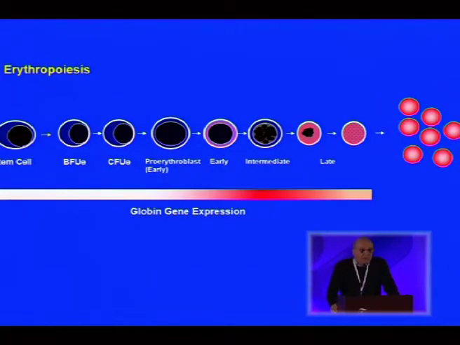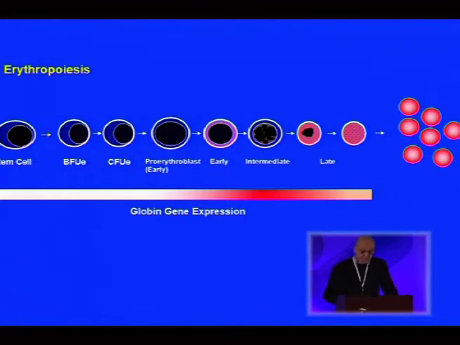So we have to work on a very defined cell system, and the system we work on is erythropoiesis, which starts off with a hemopoietic stem cell, which then undergoes commitment to the erythroid lineage, and then goes through differentiation right the way through to forming mature red blood cells.